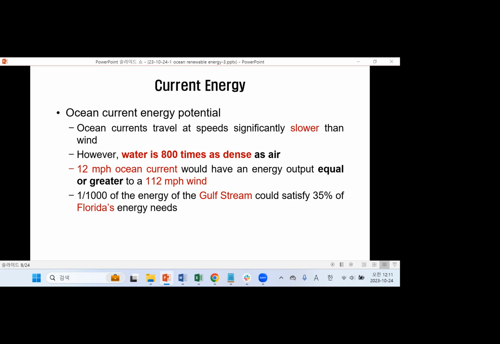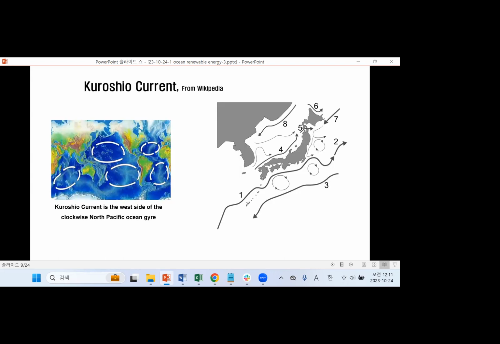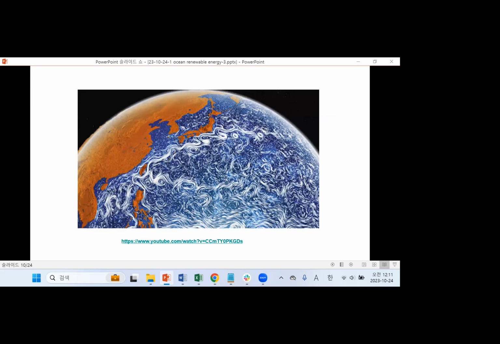And the Gulf Stream has big energy, so if we catch thousands of them, that would cover Florida's energy needs. So it's a big potential there. And the Kuroshio Current is nearby the Korean Peninsula and Japan, on the west side of the North Pacific Ocean. Right? And we already saw this video at the beginning of our class, so I'll skip over that. This is coming from NASA.